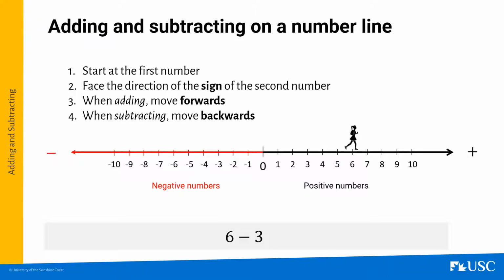Now try 6 take away 3. Again, starting with 6, we face the positive direction for positive 3, and we're going to subtract, so we'll need to move backwards 3 places, and that puts us at 3 once again.